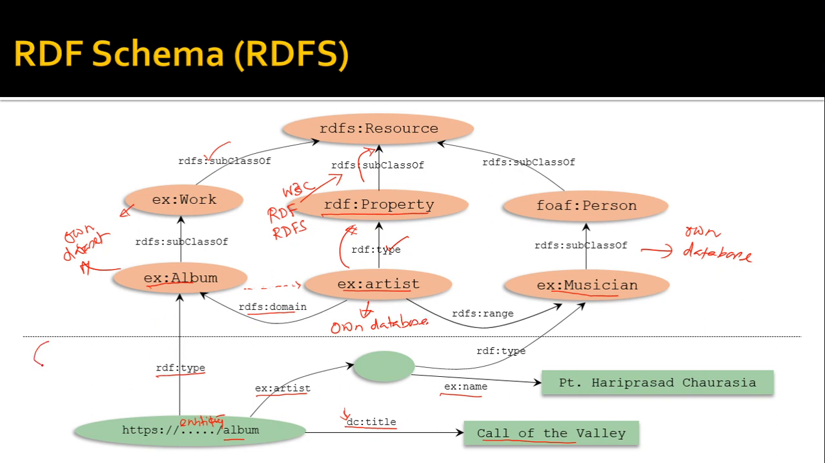So you can see this part is basically the data part, and this is basically the schema part. Now the schema can be a combination of user defined plus RDFS, right? Again, we will look into detail. We are just providing a glimpse of what we have in the entire architecture.